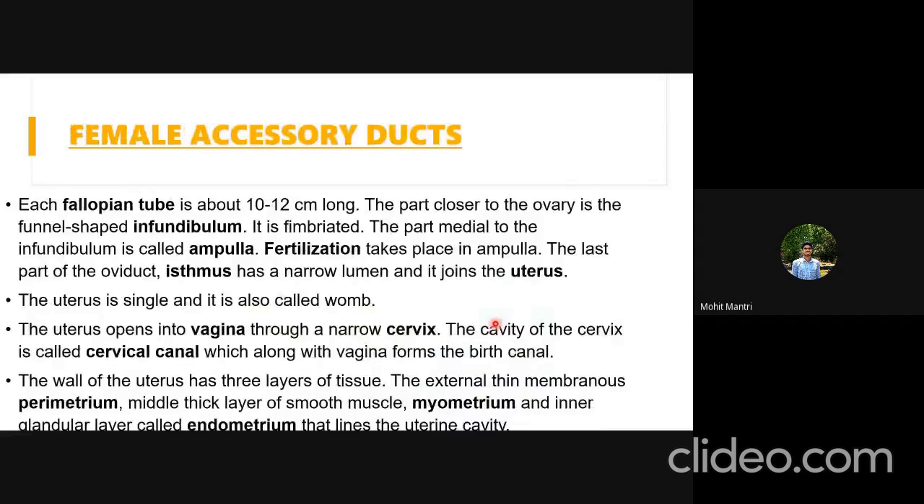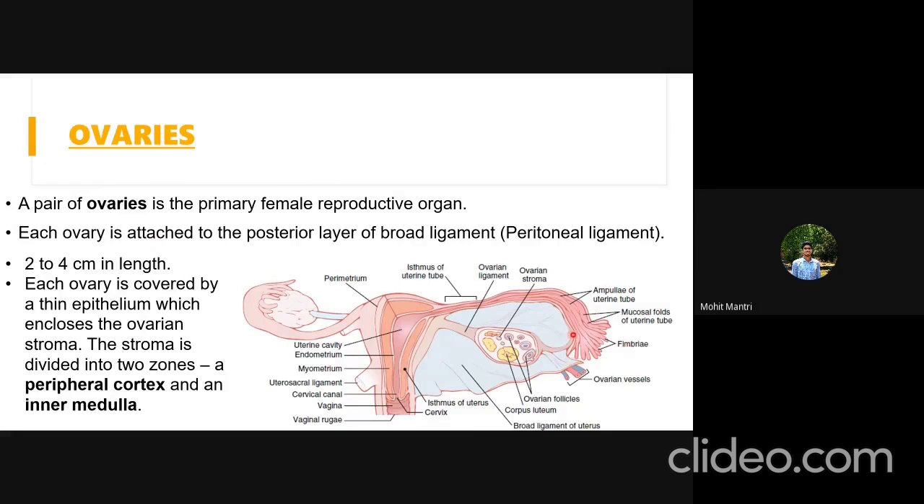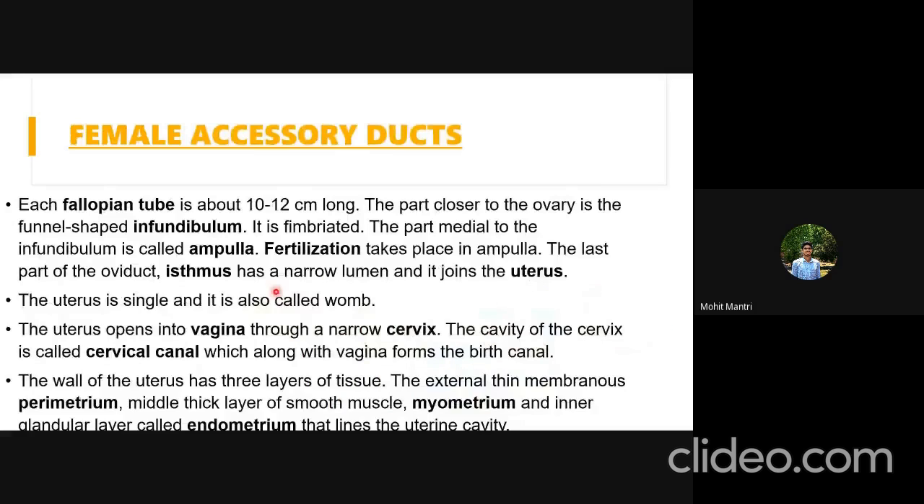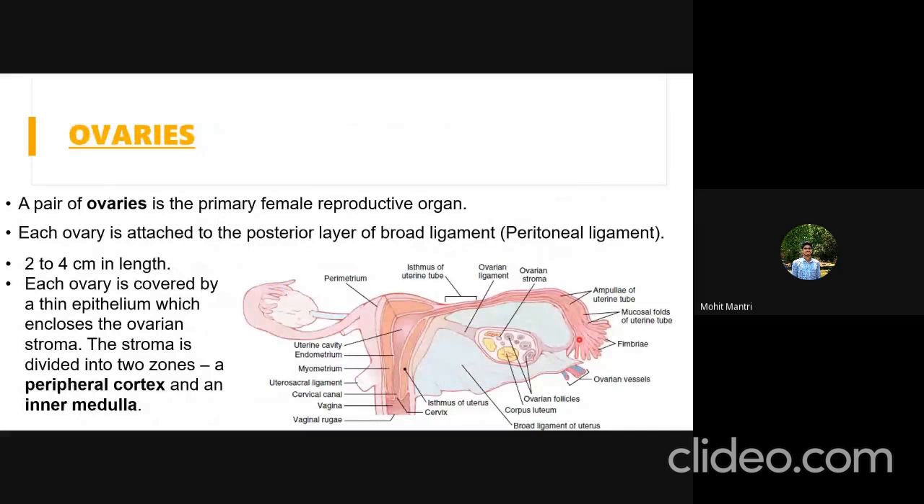Now, the female accessory ducts include a pair of fallopian tubes, and each fallopian tube is around 10 to 12 centimeters long. The part closer to the ovary is the funnel-shaped infundibulum. So this region is the infundibulum, and it is fimbriated. That is, it has many finger-like projections known as fimbriae, and this helps in collection of the ovum during ovulation, which we will understand later.